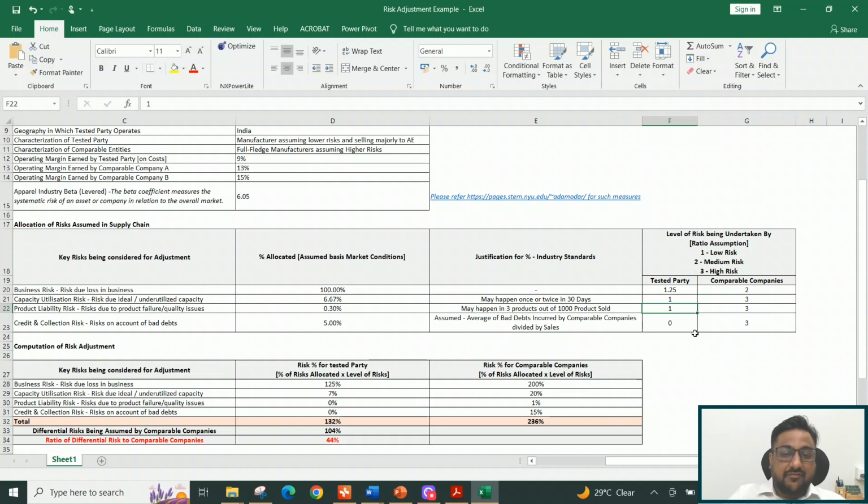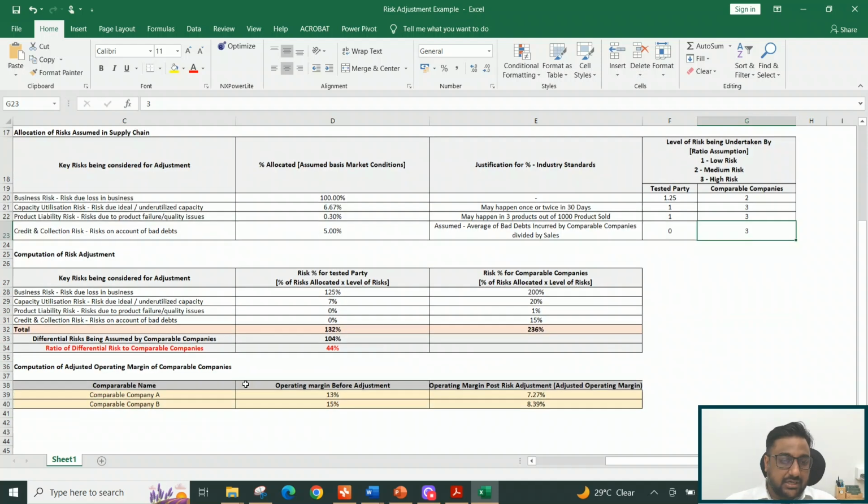These are the weights which I have given basis their risk matrix, right? And credit and collection risk, as the tested party does not face this risk, so I have given this 0, while comparable companies do face this risk, and it's a high potential thing that they may face. So that is where I have given them a 3. Now this is what the weights which I have given.